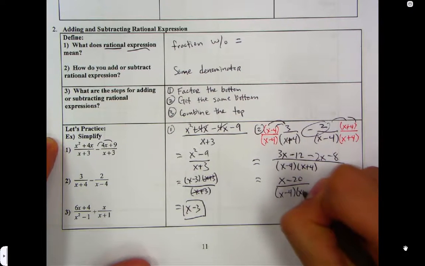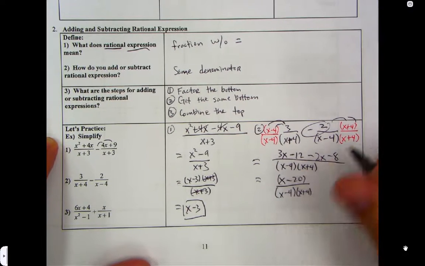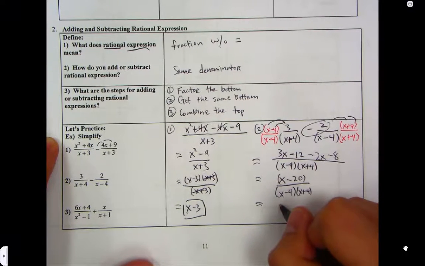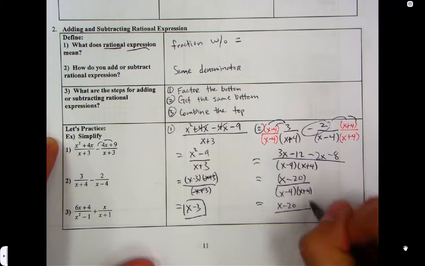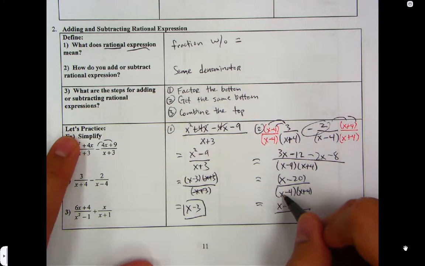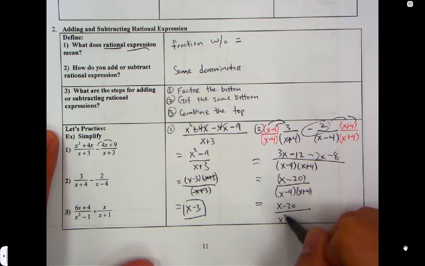And then I'm going to factor. Nothing crosses out. So my answer is what's left. And usually you multiply this out. X minus 4 times x plus 4 is x squared minus 16.